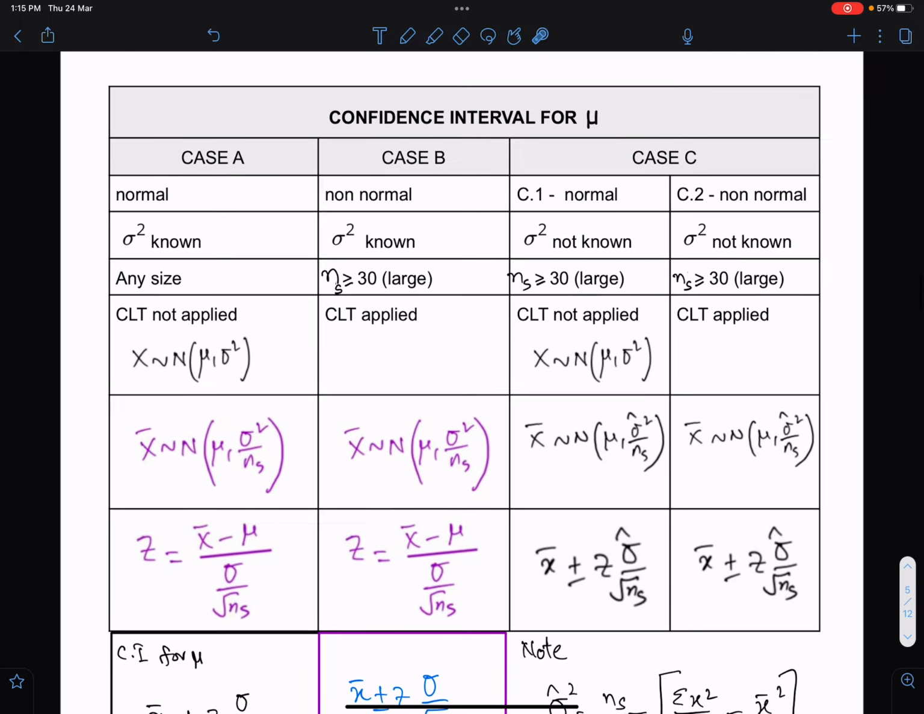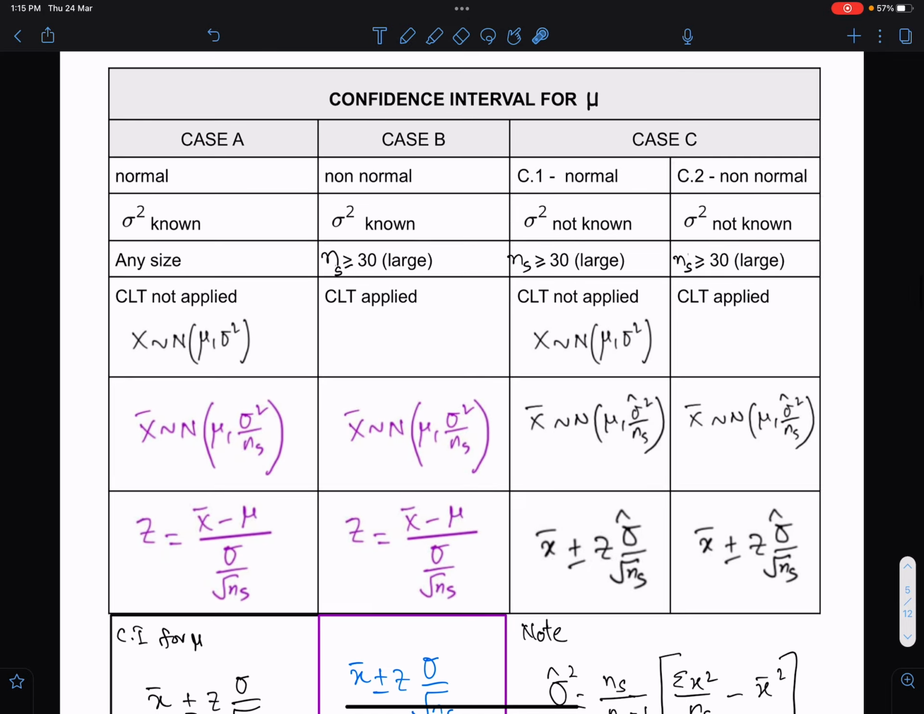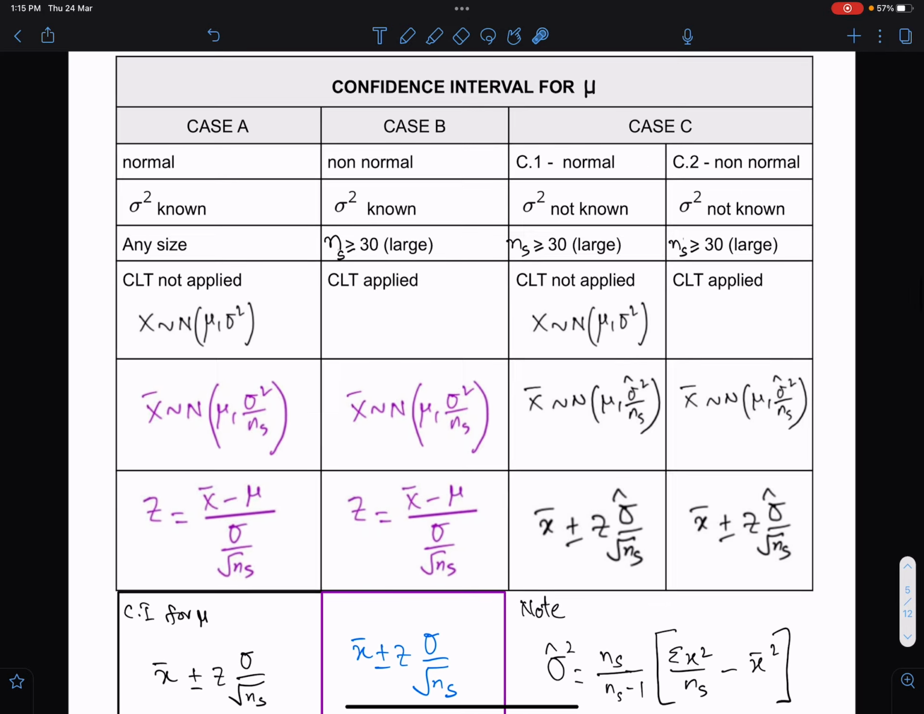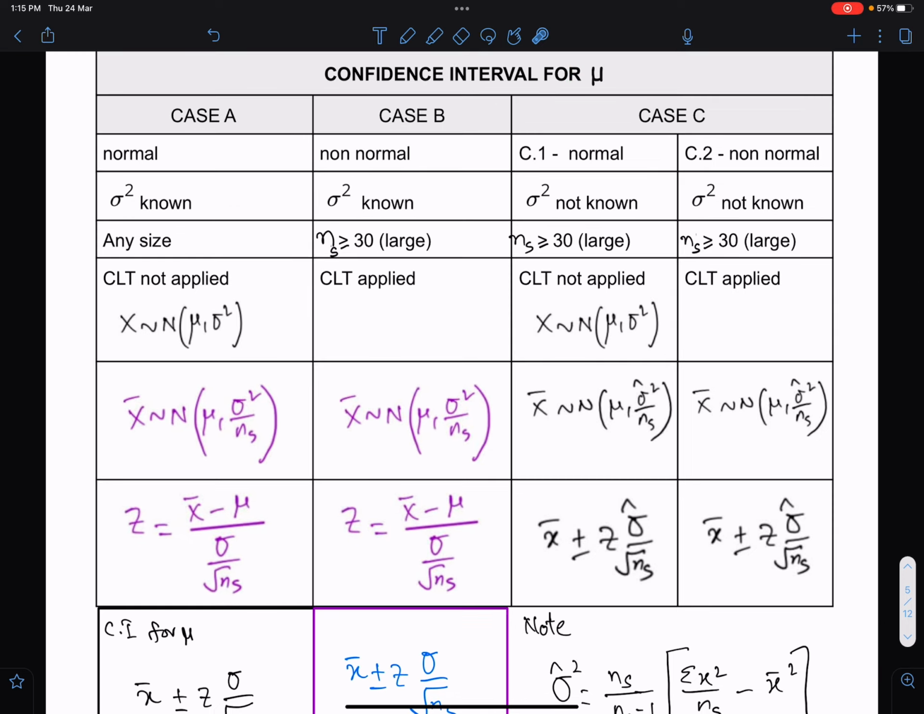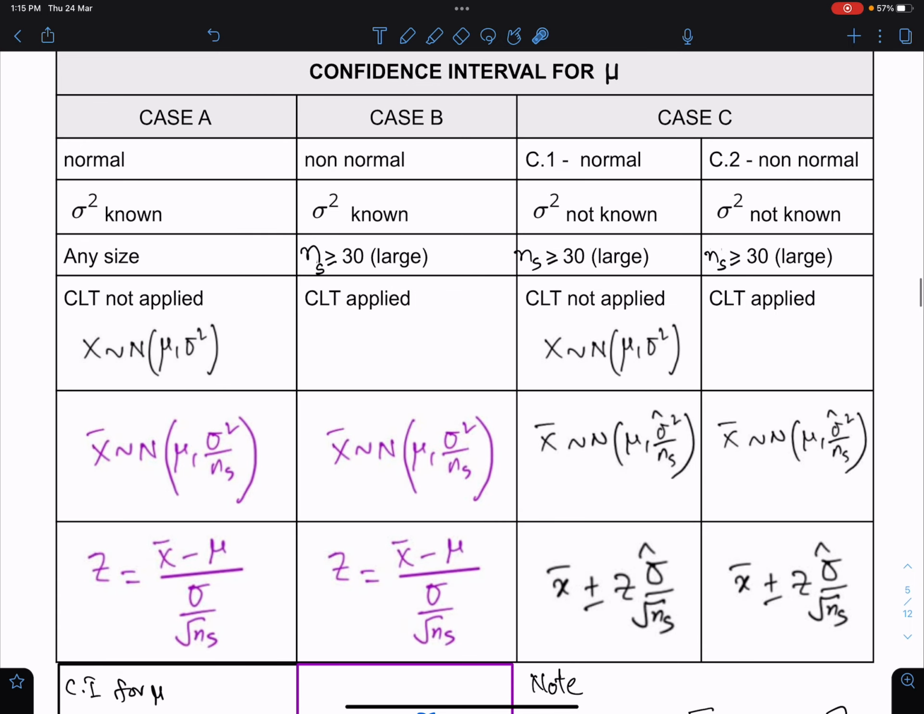This chart or table is extremely important to understand the confidence interval for population mean mu. There are three cases, case A, case B and case C. In case C we have two separate cases, case 1 and case 2. Let's understand case A. In case A, the first thing, name of the population: population is normal. Number 2, sigma square is known. And number 3, any size.